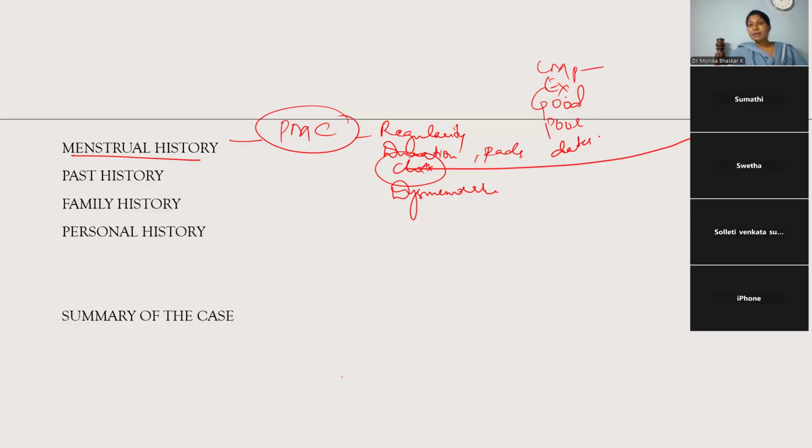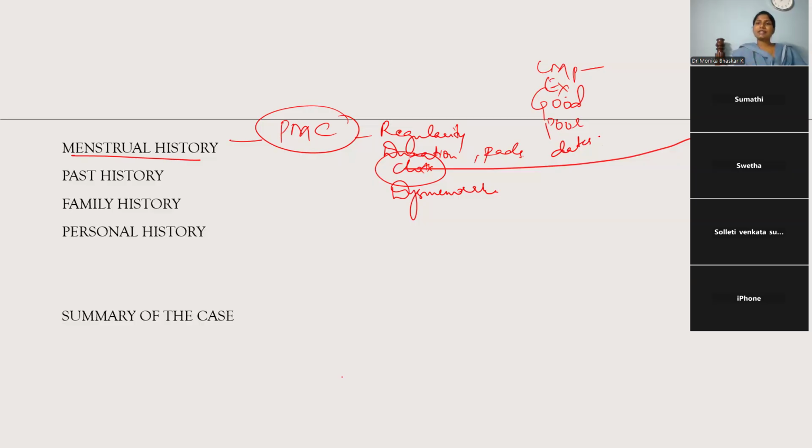cases. And with respect to addictions: smoking, alcohol, caffeine. So 300 mg of caffeine, more than 300 is not recommended. Alcohol must be completely avoided. And smoking, both first hand smoke and second hand smoke, must be completely avoided during pregnancy because it can cause FGR and other complications during pregnancy. So that is about personal history.